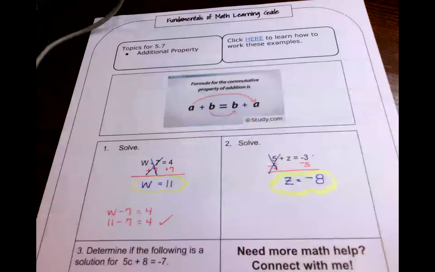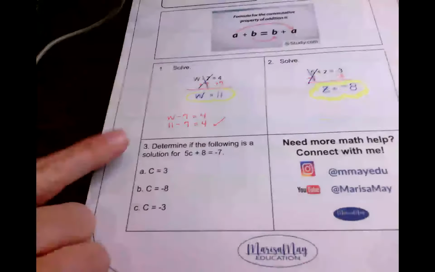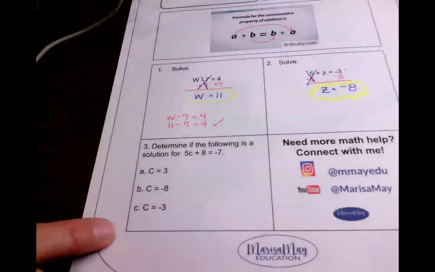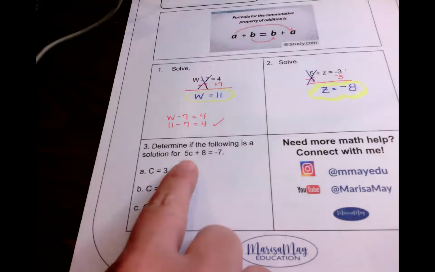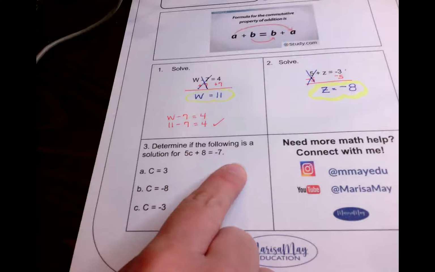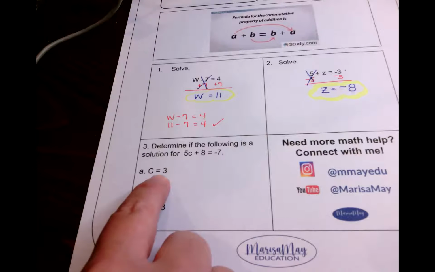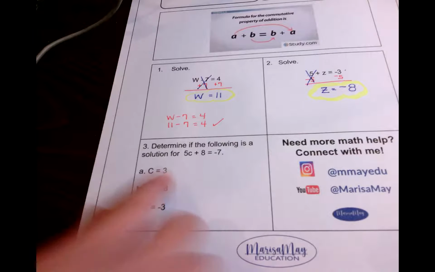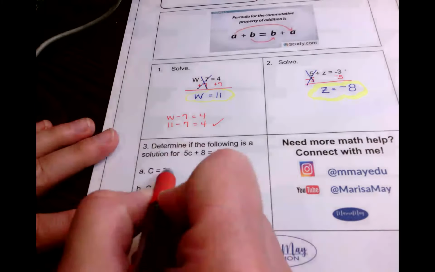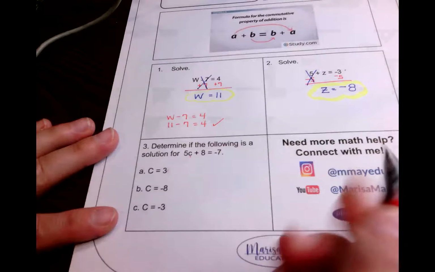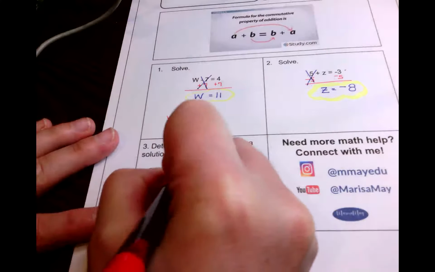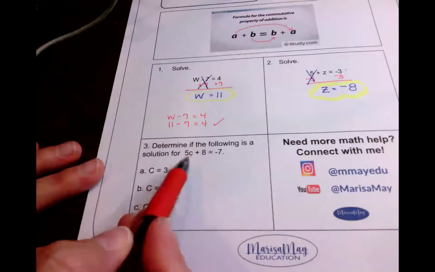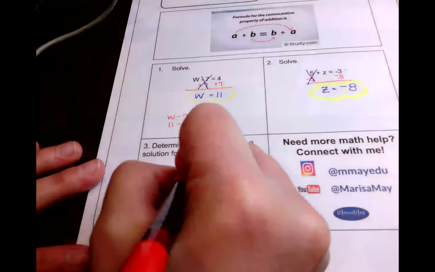All right, friends, one more to take a look at for this particular topic. This one, we're trying to determine if these would be solutions. So we have an equation, 5c plus 8 equals negative 7. We want to know if c equals 3 is a solution. So what we're going to do is take that 3 and put it in place of that c. When we do that, you'll notice that the 5 and the c are written beside each other. That just means to multiply.